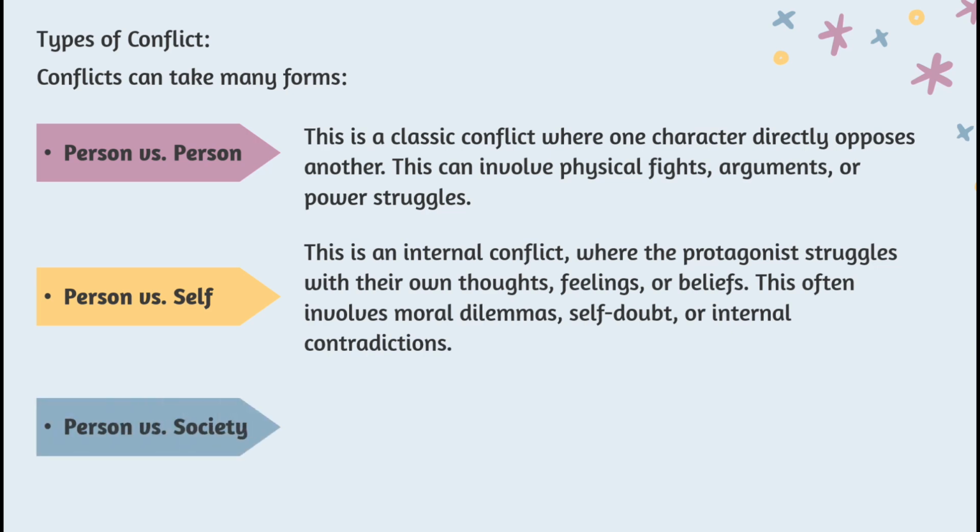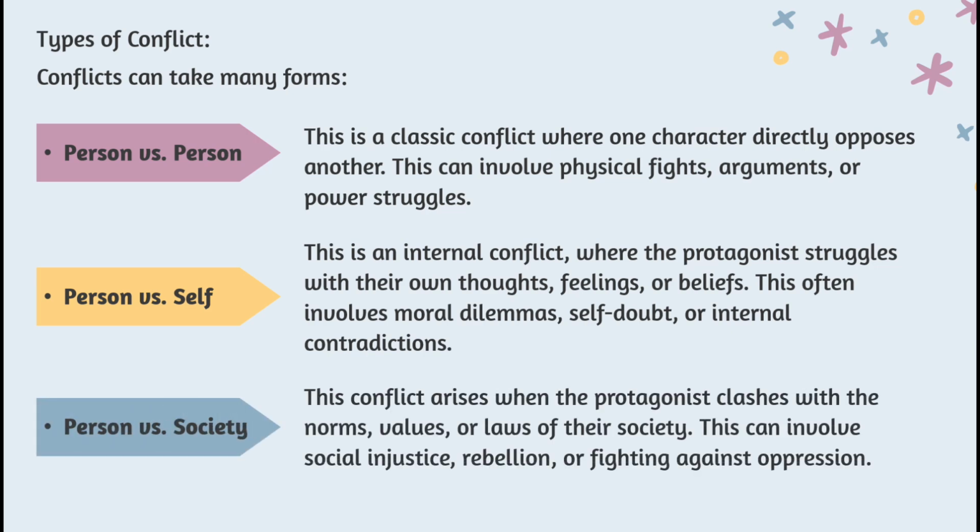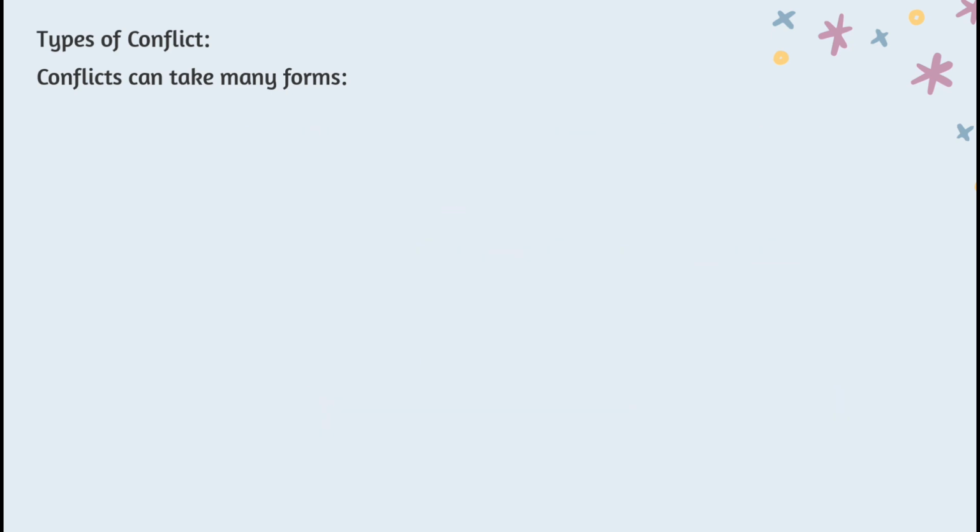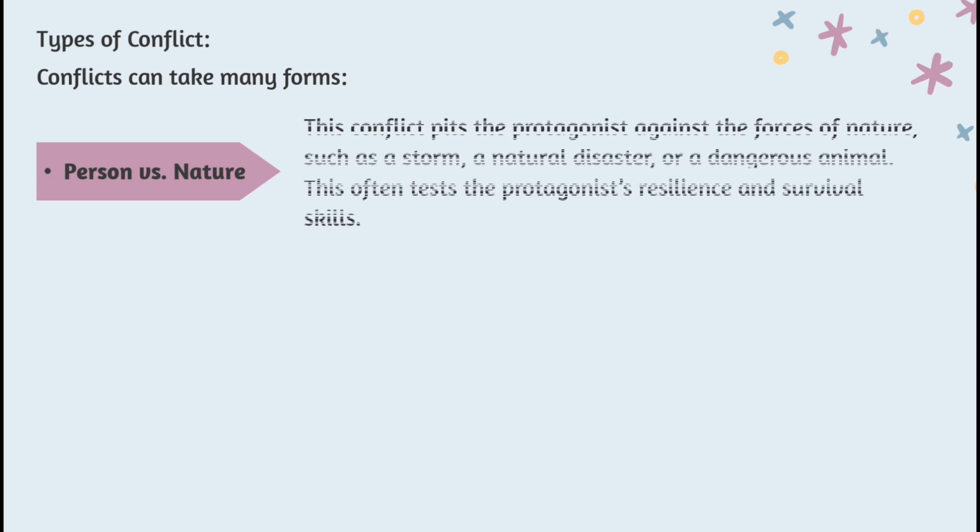Person versus society. This conflict arises when the protagonist clashes with the norms, values, or laws of their society. This can involve social injustice, rebellion, or fighting against oppression. Person versus nature. This conflict pits the protagonist against the forces of nature, such as a storm, a natural disaster, or a dangerous animal. This often tests the protagonist's resilience and survival skills.